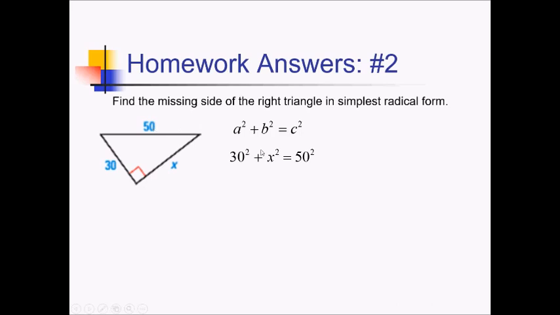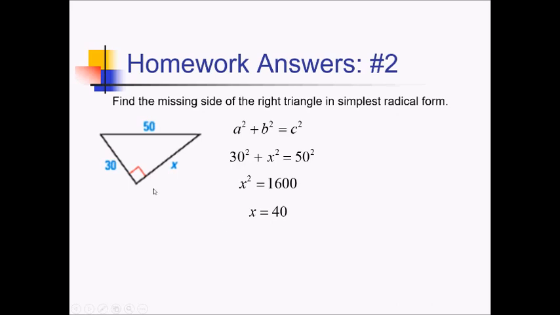And now I have to subtract 30 squared from 50 squared to get x squared by itself. So that's 2,500 minus 900. That's 1,600 that x squared equals. And you might know offhand that the square root of 1,600 is 40. But if not, well, now you know. So that's simplest radical form, and this problem is done.